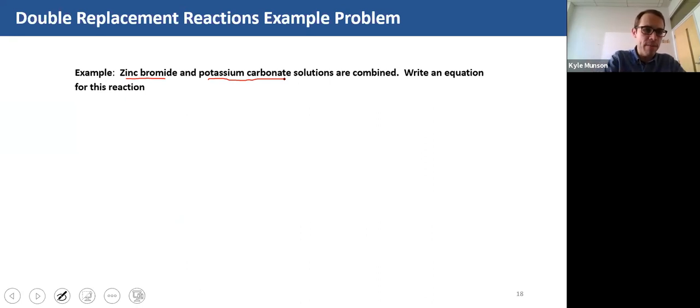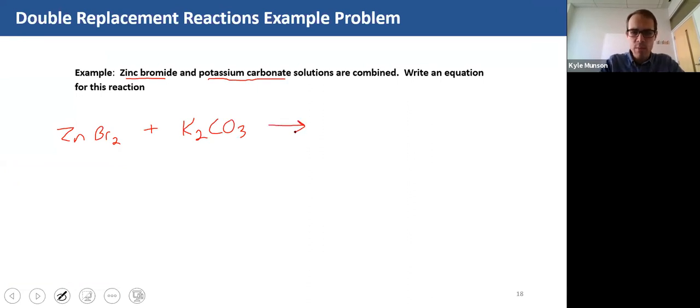So let's write down what we have here. So we have zinc bromide. Okay, all right, so zinc bromide, there we go. So zinc has a +2 charge, if you remember, from your chart on ions. And bromide anion has a -1 charge, so that's why we have this formula. Plus, okay, potassium carbonate, where carbonate has a 2- charge, potassium has a +1 charge.